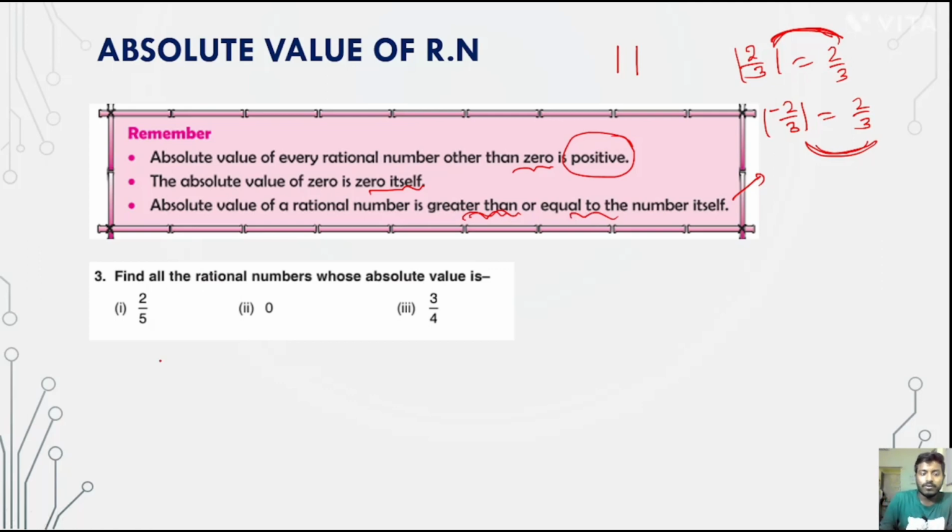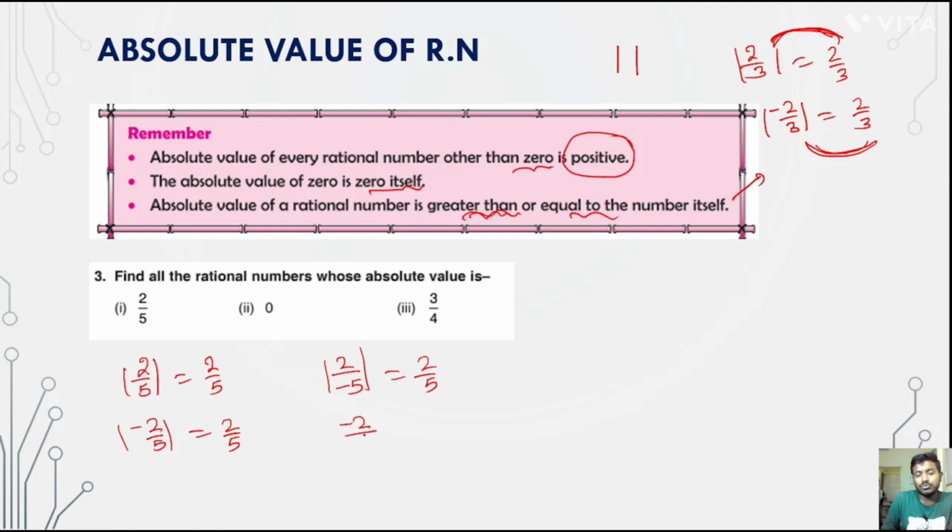Clear? Now find all the rational numbers whose absolute value is 2 by 5. Okay, we can say 2 by 5, the absolute value is also 2 by 5. Again minus 2 by 5, absolute value is 2 by 5. Yes or no? Or 2 by minus 5, absolute value is also 2 by 5.